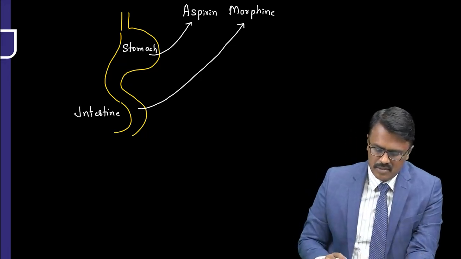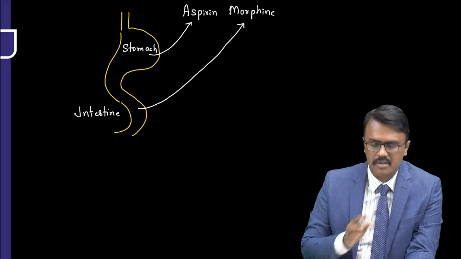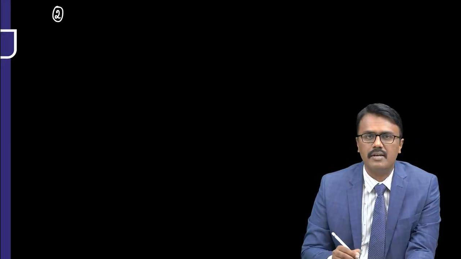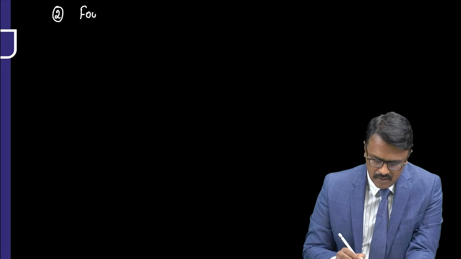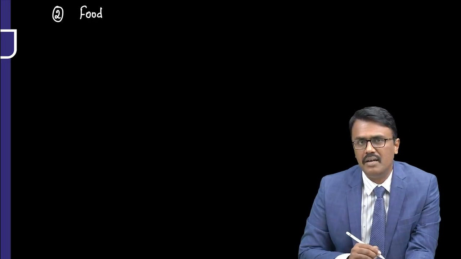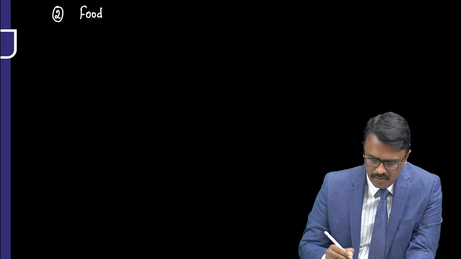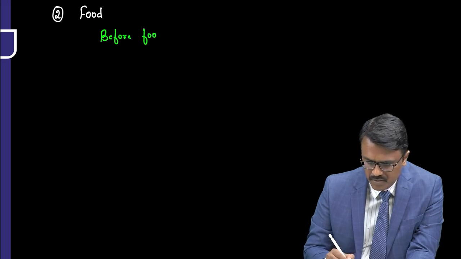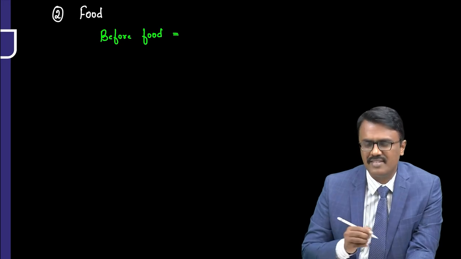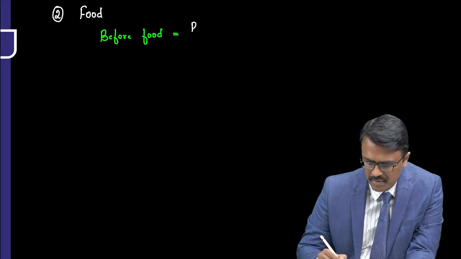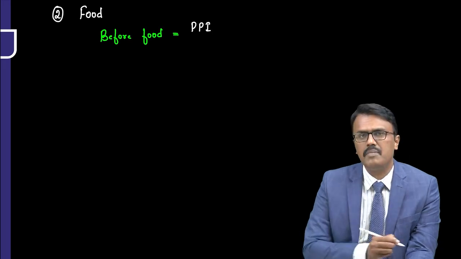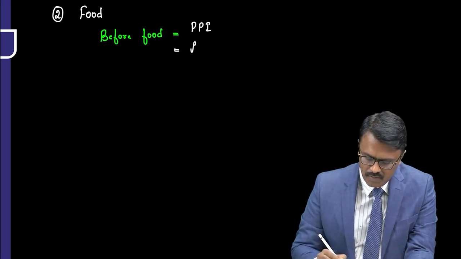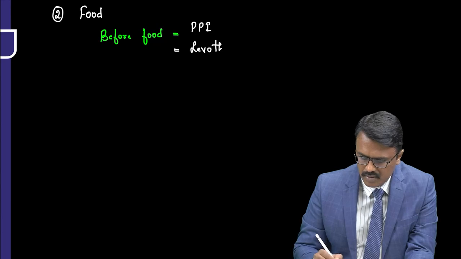So the first factor we understood is the chemical nature of the drug. Once I know the chemical nature of the drug, the second important thing is the food factor. Whenever we give the drug orally, the food interferes. Now, can you tell me certain drugs which are usually given before food? Examples are the PPIs, the proton pump inhibitors like pantoprazole, lansoprazole, and a hormone called levothyroxine. They are given before food.